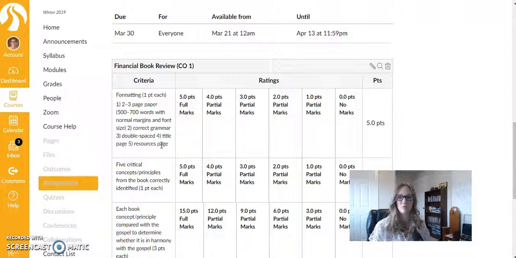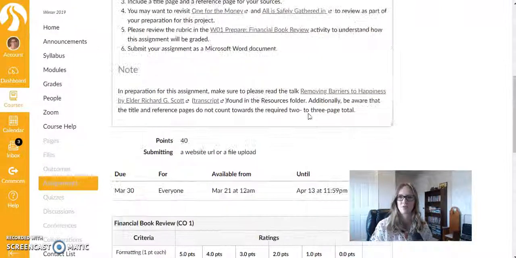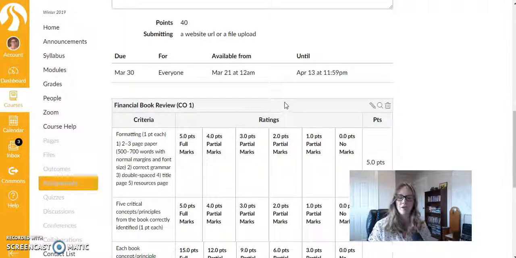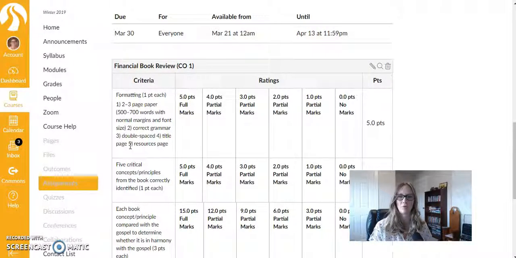And then same with your resources page at the end. This is a page that's just going to list your resources there. And I'm not picky about formatting as long as you list your resources. And so resources are things that you may have referenced, like Removing Barriers to Happiness, if you reference that, or All Is Safely Gathered In. If you're referencing these in your paper, you want to include those on your resources page. And like I say, separate from the 2 to 3 pages, that's your main body.